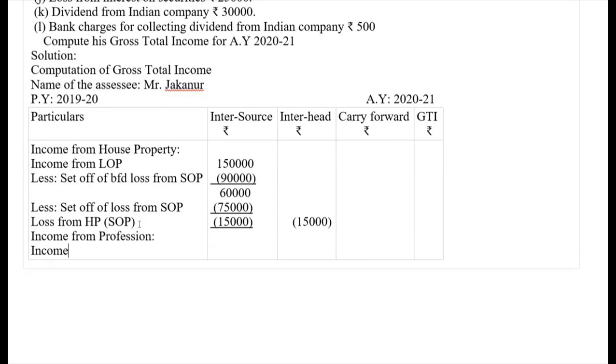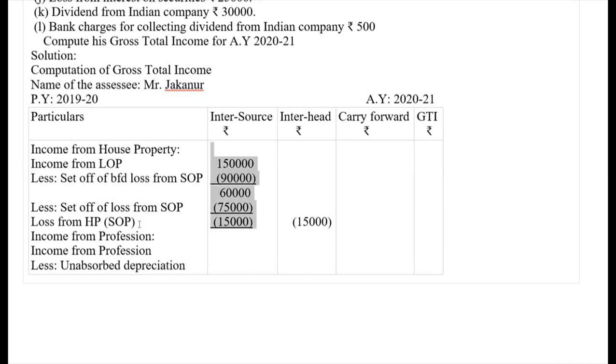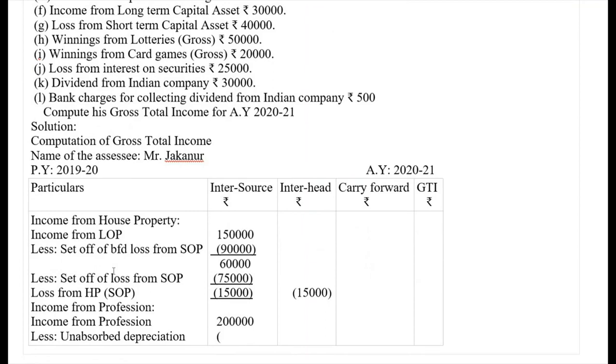So we have got income from profession. Against this here, let us adjust unabsorbed depreciation. So now let's put the values here. The income from profession, which is given in the problem as rupees 2 lakhs. Against this 2 lakhs, we can adjust the unabsorbed depreciation which is brought forward from the previous year 14-15 to the extent of rupees 50,000.